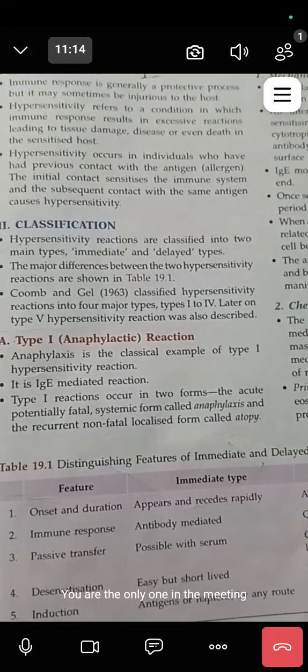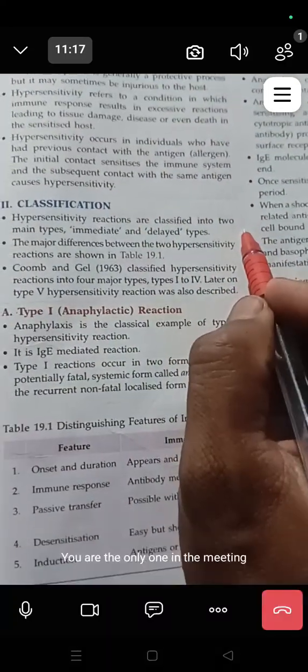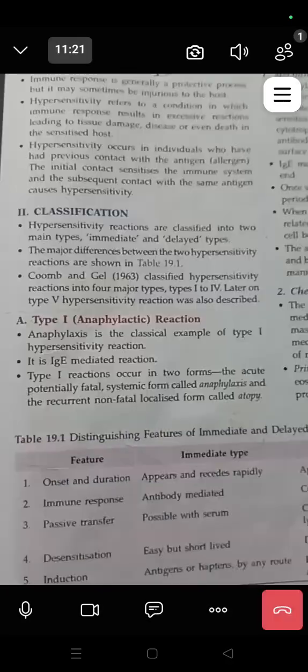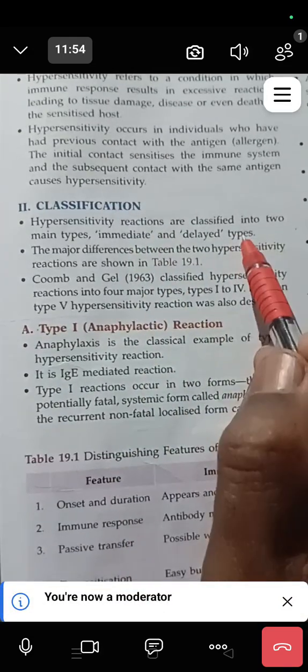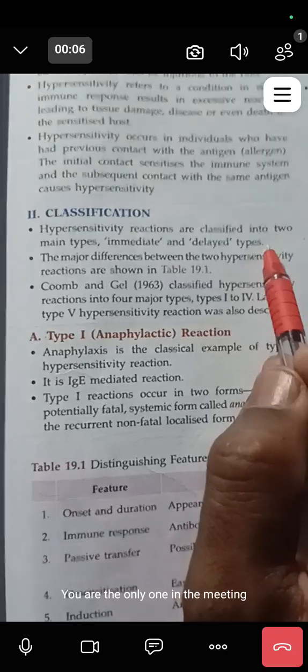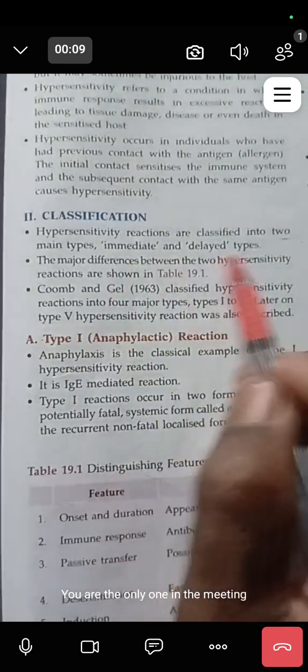Hypersensitivity is classified into two types: immediate and delayed types.